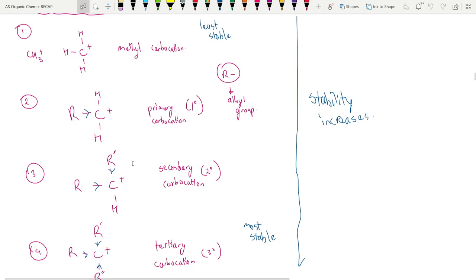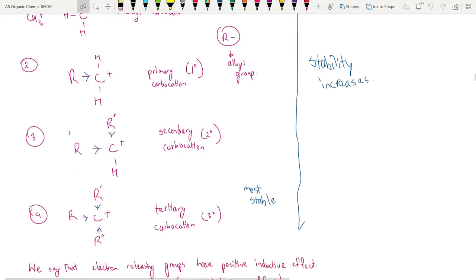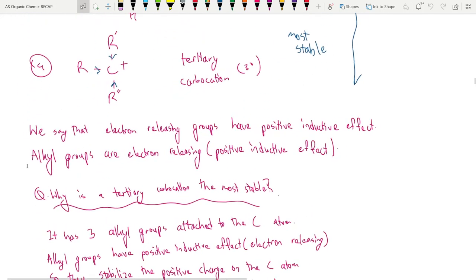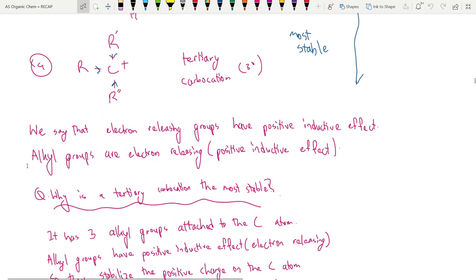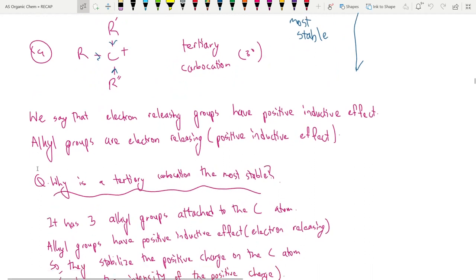On the other hand, a primary carbocation only has one alkyl group, so the intensity of the positive charge is not reduced that much, comparatively. We say that electron releasing groups have positive inductive effect. Alkyl groups are electron releasing, positive inductive effect.